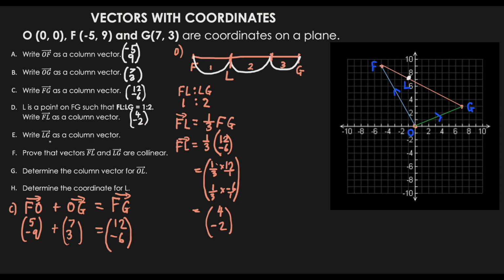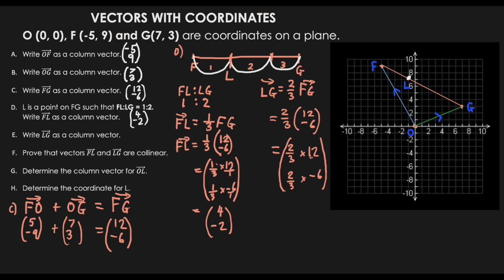So LG. Now with LG, we already know that LG represents 2 out of the 3 parts of FG. So 1, 2. Therefore, we can say that LG is equal to 2/3 of FG. Now we know that FG is (12, -6). So I have to multiply 2/3 to the 12 and then 2/3 to the -6.